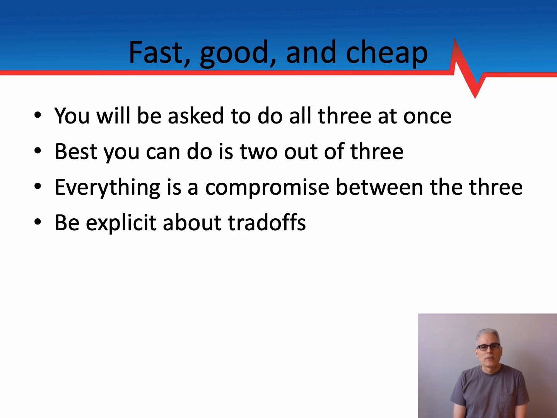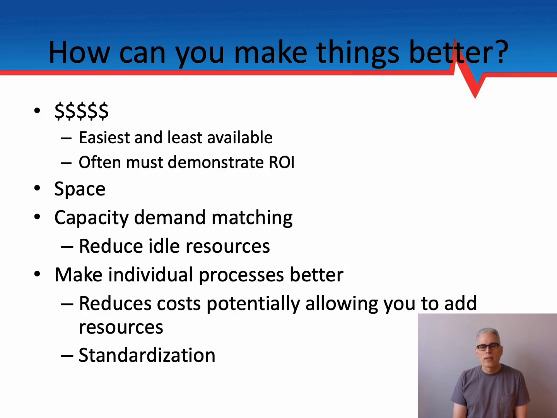In general, everybody wants fast, good, and cheap. You will be asked to do all three at once. It is unlikely that you will be able to do more than 2 out of 3 at the same time. You just have to remember that everything is a compromise between the three, and your job is to be explicit about trade-offs that must happen for any particular process. You must determine what is the most important thing and what things you will have to sacrifice given the resources available to you.